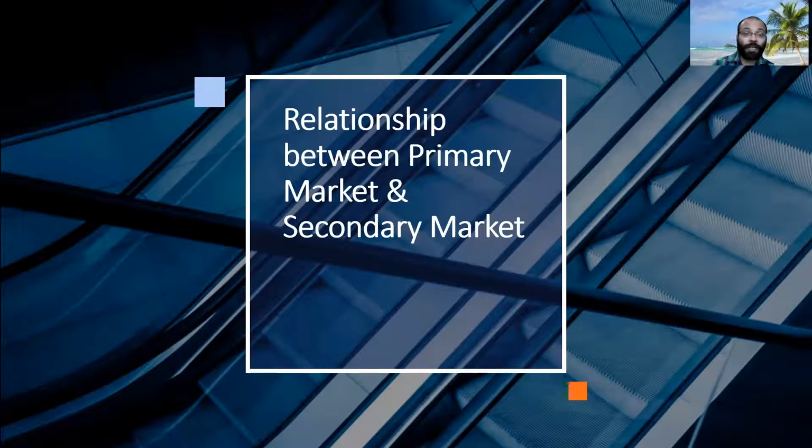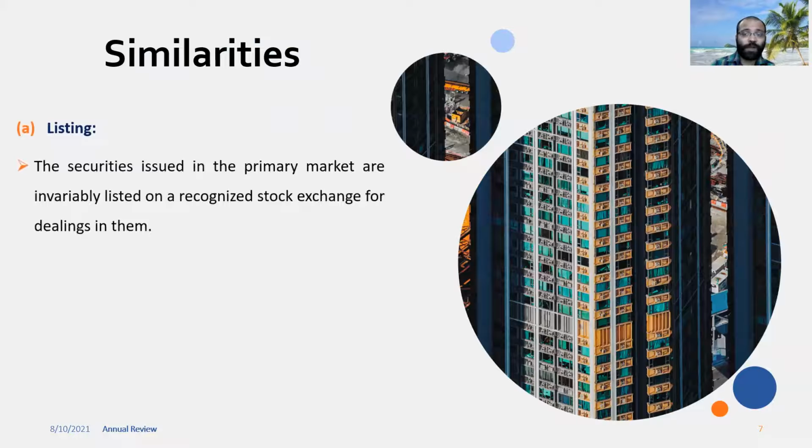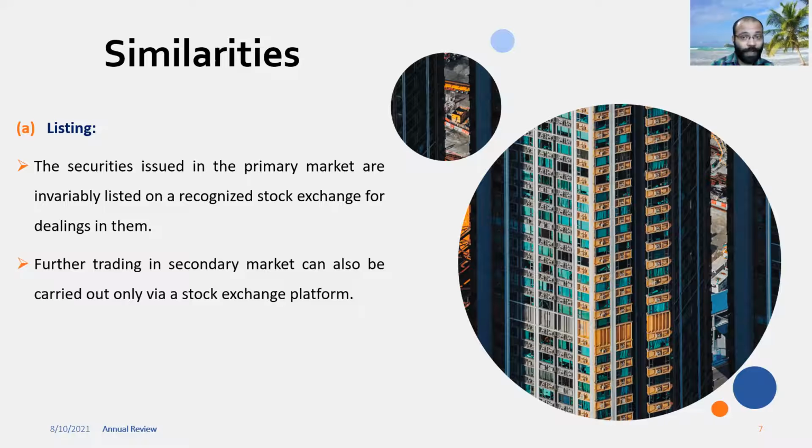Let us see some important relationships between the primary and the secondary market. The relationship between primary and secondary can be bifurcated into two types. One is called the similarity and the other is called the dissimilarity, or differences. Let us first see the similarities. Based on listing, the securities issued in the primary market are invariably listed on recognized stock exchanges for various dealings in them. Further, the trading in the secondary market can also be carried out only through recognized stock exchanges.